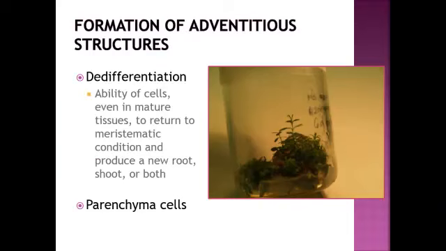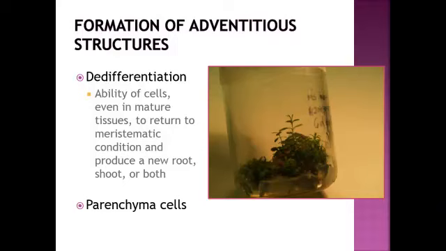So let's dig a little bit more into the whole process of the formation of these adventitious structures. Again, they could be adventitious roots or they could be adventitious shoots. In the picture here, this is another picture of tissue culture, and those are actually adventitious shoots that have formed. The whole reason why adventitious growth can happen is because of a process called dedifferentiation.